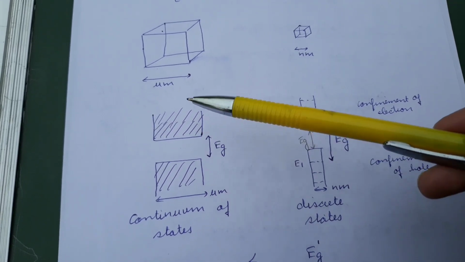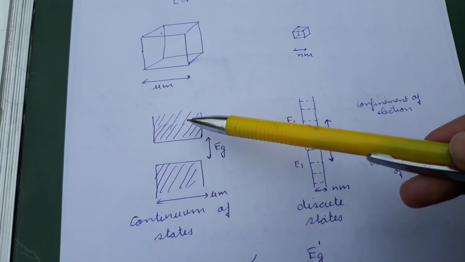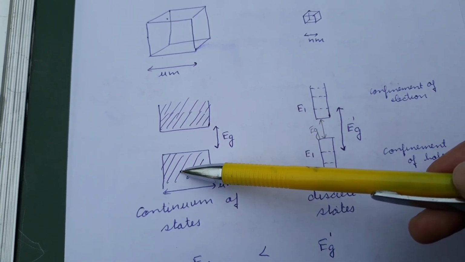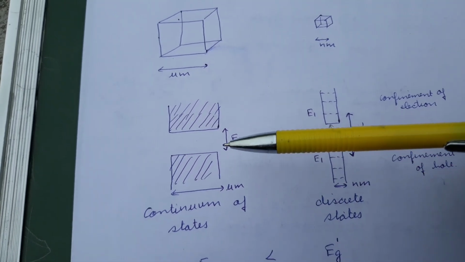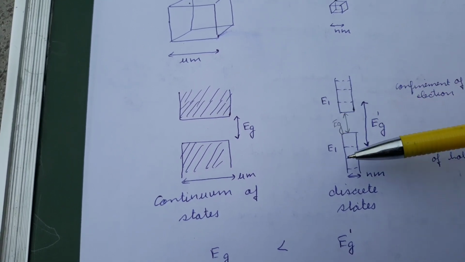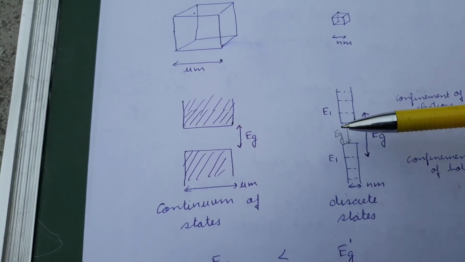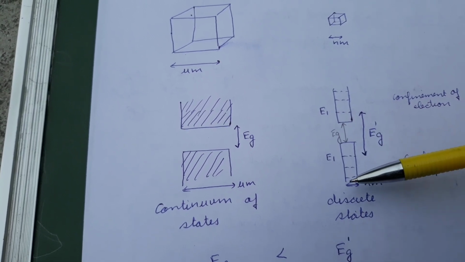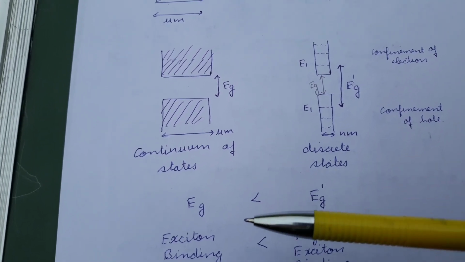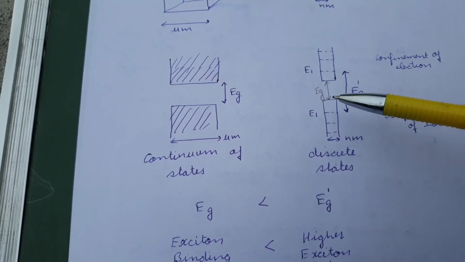Here, if the size of the material is large, then the energy band structure will be such that there will be a continuum of states available, and if the size of the material is in the nanometer range, then the states will be discrete, and the band gap will increase, and there will no more be a continuum of states. So there are two effects: the band gap is increasing and the states are becoming discrete.